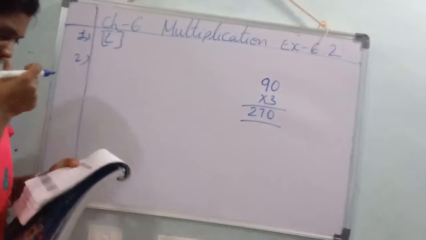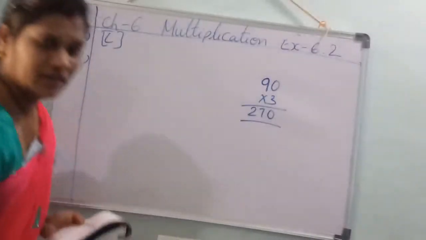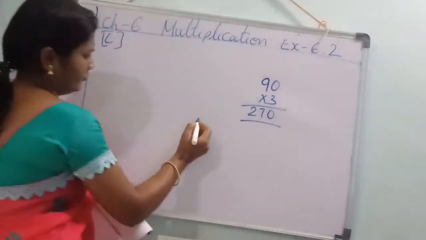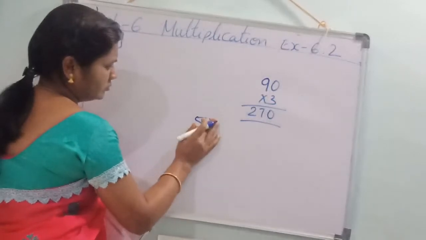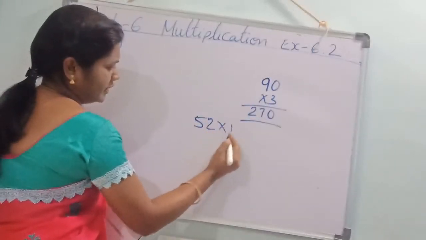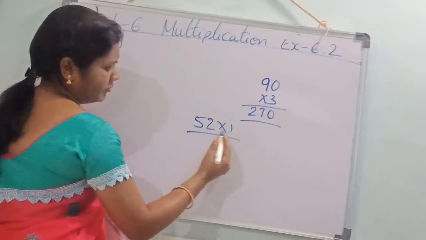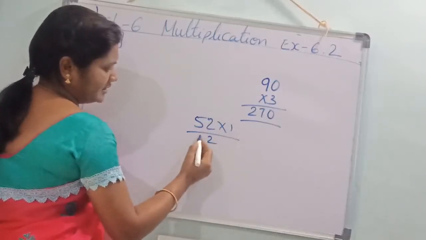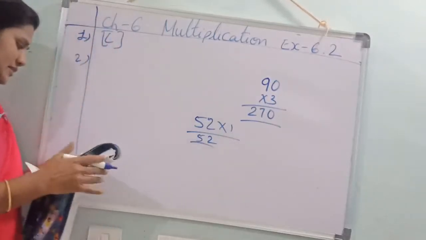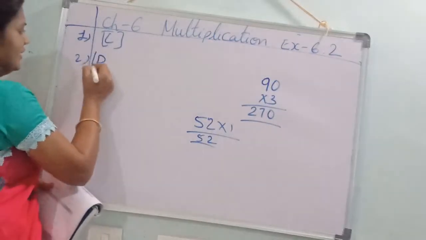Next. 52 into 1. 52 only. 1 2s are 2. 1 5s are 5. 52 is the only answer. Yes. Option D.